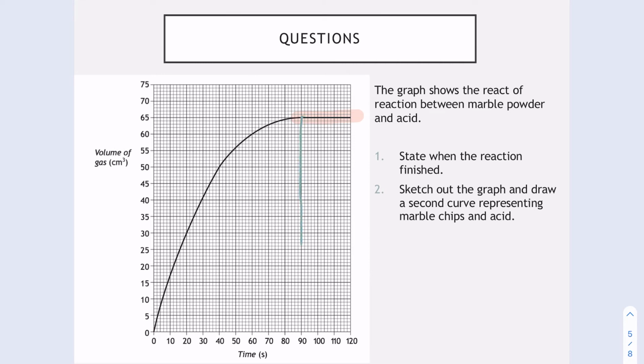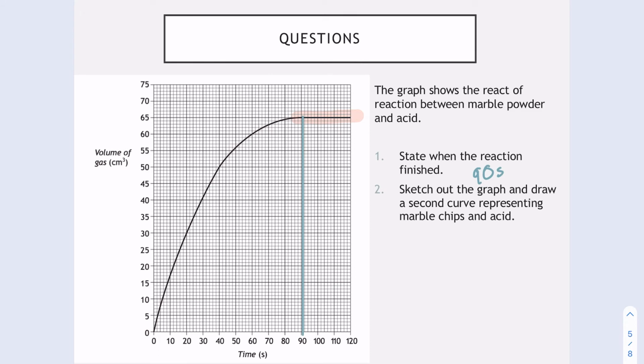You want to draw your line all the way down. Now it's best to use a ruler just so that you can get a nice accurate line. So it looks like it finishes at around 90 seconds. Now you're always going to have a little leeway either way. So someone could have written 89 seconds. Someone could have written 91.